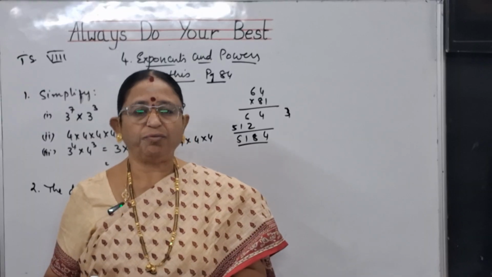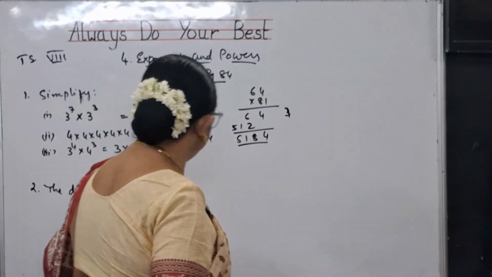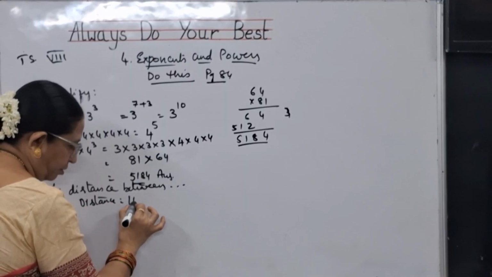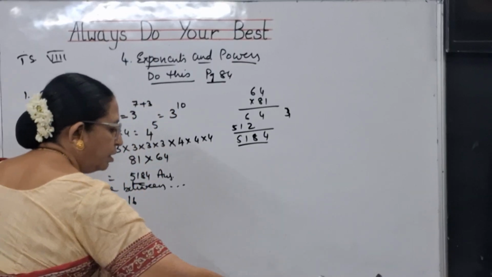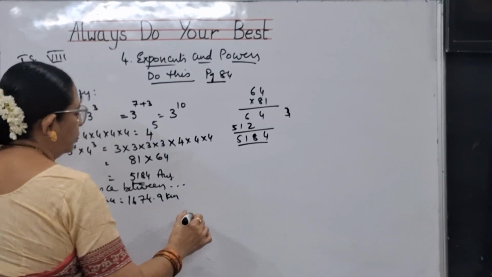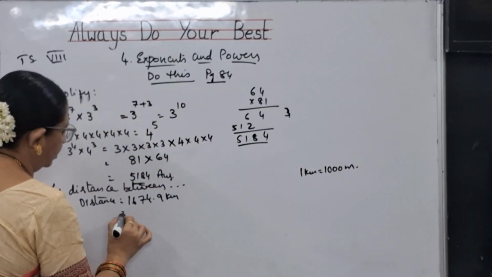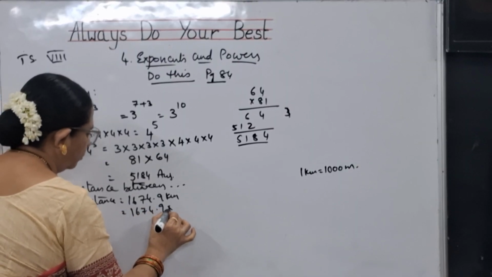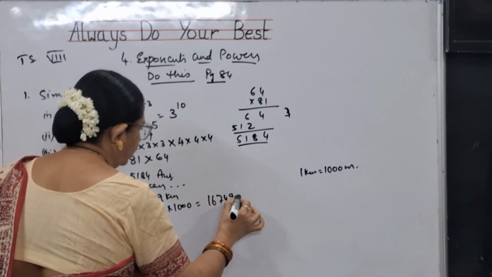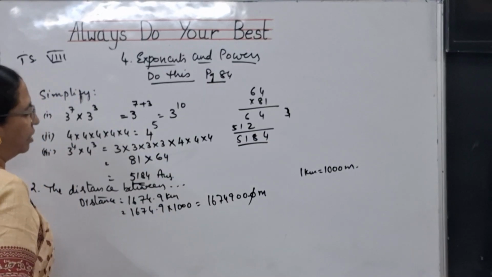Also express this in scientific form. So what is this scientific form? Writing it in the form of base and exponent. So let me take the number that is given as distance, which is 1674.9 kilometers. We know that 1 kilometer means 1000 meters. So first let us convert it to meters: 1674.9 into 1000. That means how much are you getting? 16749 and 2 zeros. But here the decimal is there. So this many meters. Now convert it into centimeters.